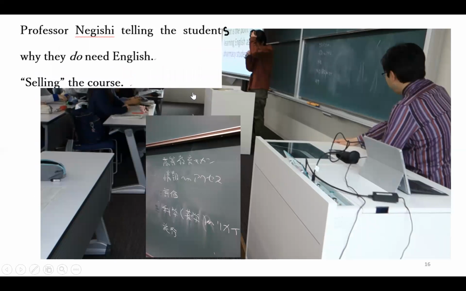This is Professor Negishi. I teach a course with these two teachers. We teach an omnibus course with three teachers. Professor Negishi is telling the students why they do need English. So you're selling the course. These are second-year students, and he gives a little pep talk for about 20 minutes. We do that at the beginning of the second-year course.